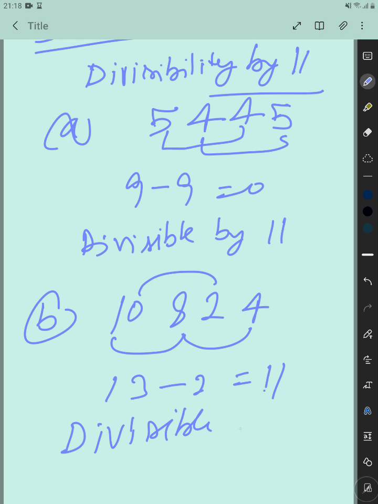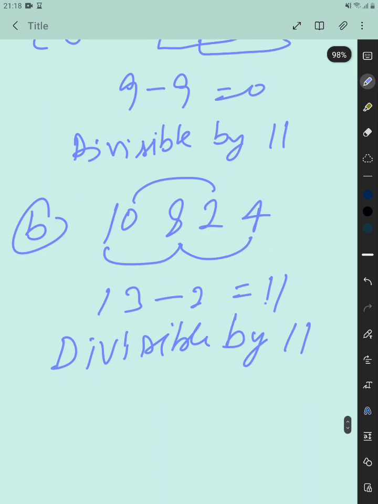I hope you know the rule. If we are getting the difference as either 0 or a multiple of 11, then that number is divisible by 11. So we are finding the sum of odd places and then even places, and the difference of both.